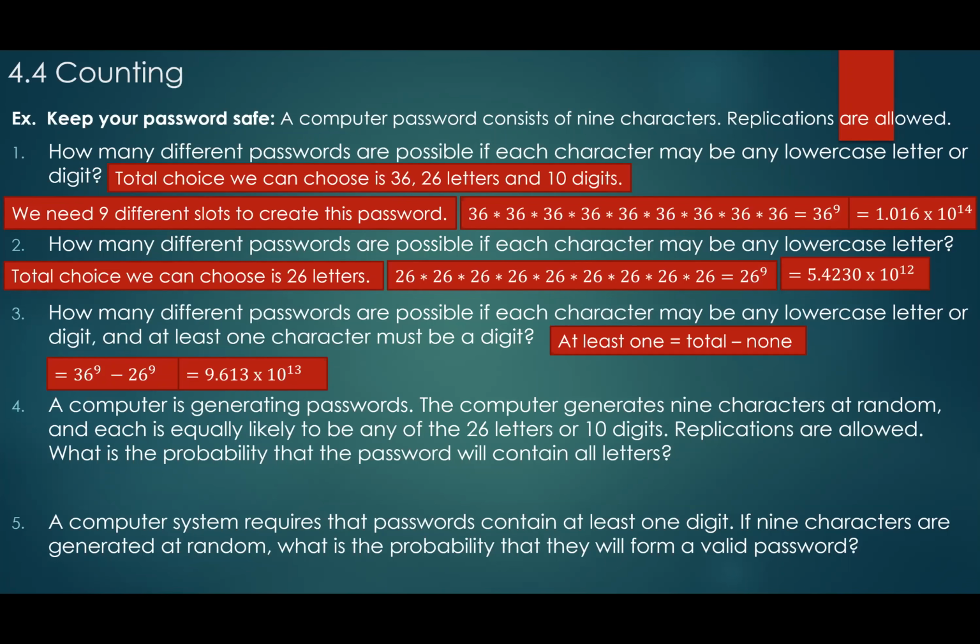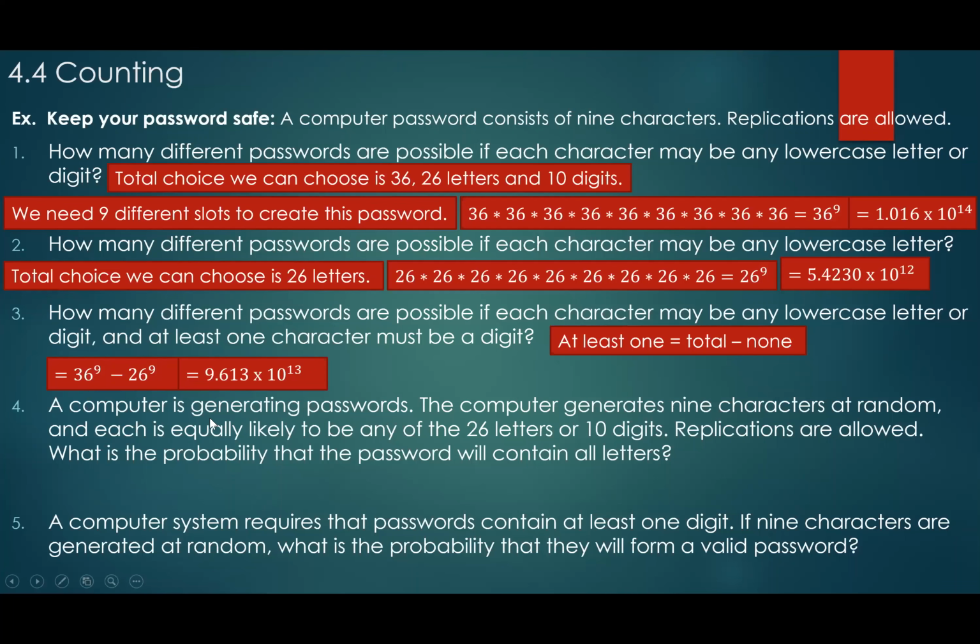I take the total minus the items where there's none, right? So for question number two, hopefully you see that it's easy. We only consider letters. But number three, we're applying the rule of probability of at least one, right? So at least one is basically take the total minus none. So what we have is the total, which is 36 to the 9 power minus 26 to the 9 power. Now they ask you this question.